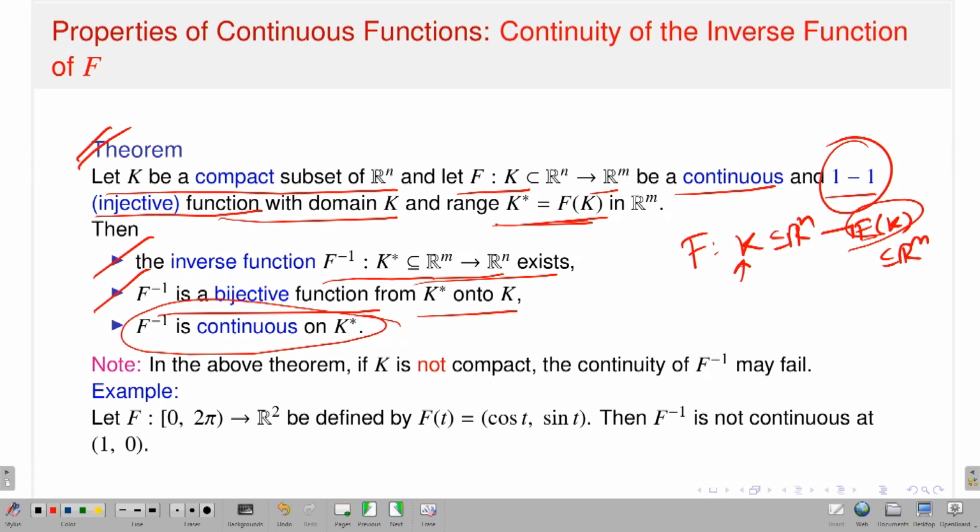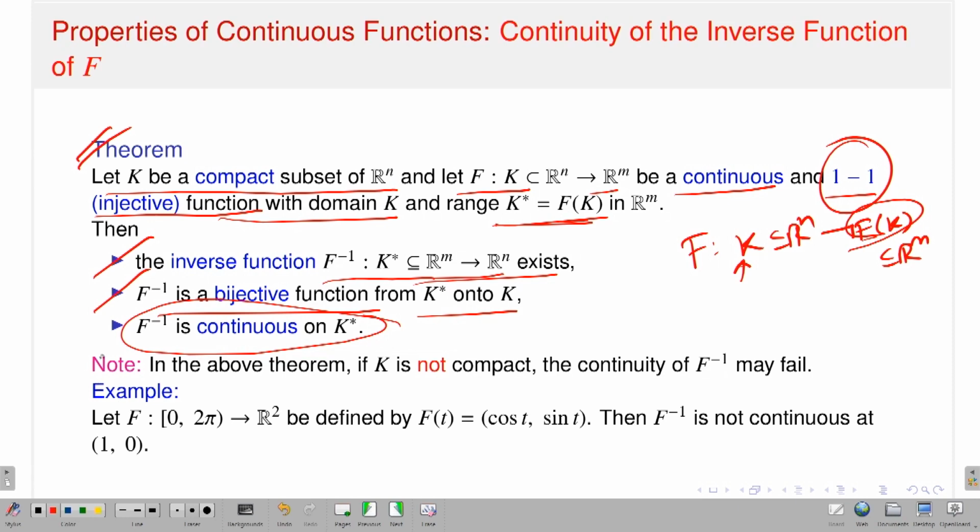So if I have a continuous function on some compact set, and injectivity is given on the domain set K, then from the domain set you consider the range set, F of K, that is K star. The function is bijective, so the inverse function exists from F of K to K, and this inverse function is not only bijective but also continuous.